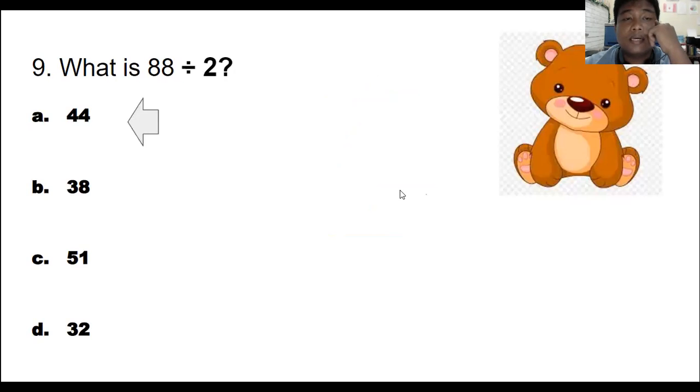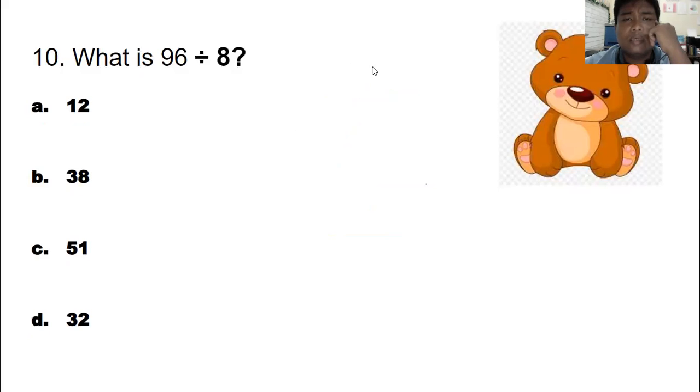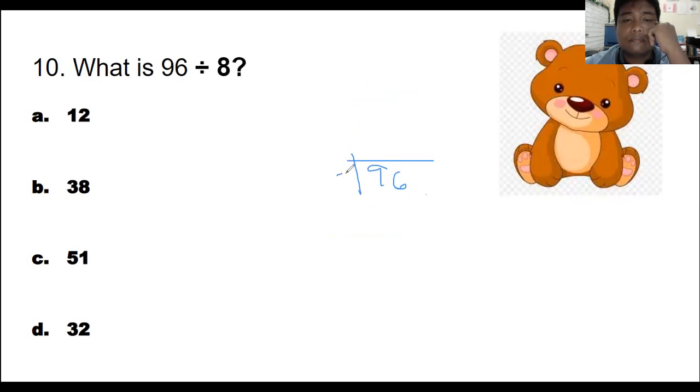So what is letter A, 96 divided by 8? So 96 divided by 8, the answer to all of that. Okay, letter C, 96 divided by 8. You check your spelling while you are writing, and divide by 8, no?